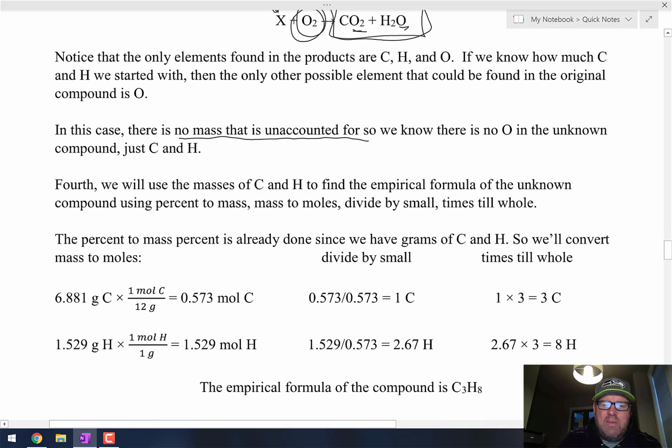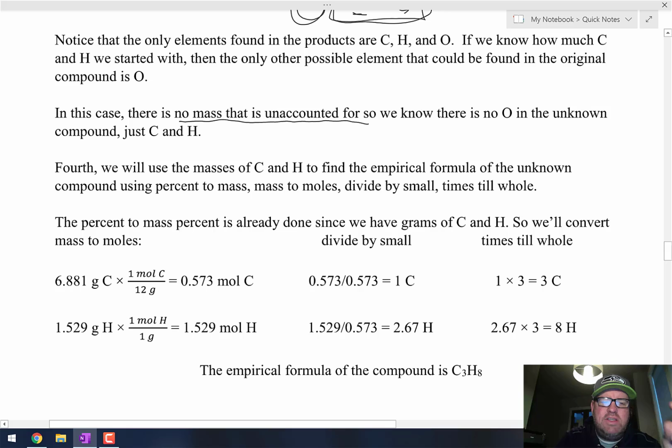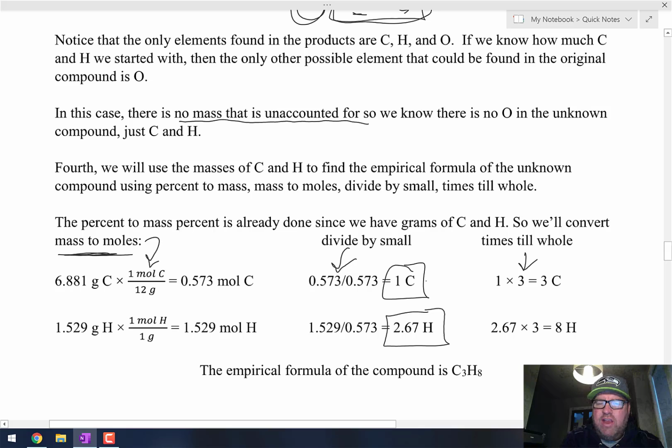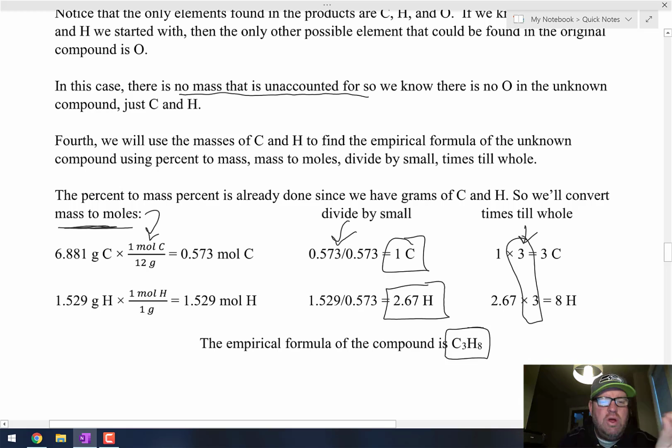Okay, now our last step is to do what we've done in the past: percent to mass, which is already done, mass to moles, which is here, and then divide by small, and then times till whole. So we did get 1 carbon and 2.67 hydrogens after we divided by our smallest number. So 2.67 means we have to multiply by 3, and so we end up with a final formula of C3H8.